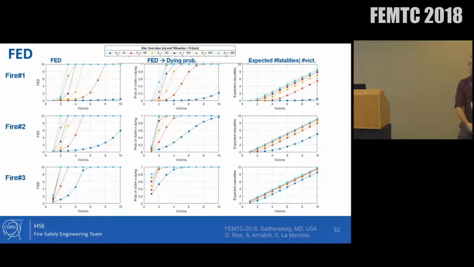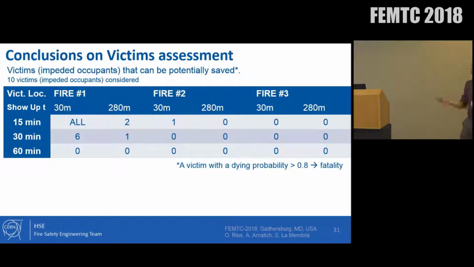So we can run those analyses for different positions of the victims, obviously, because I haven't said it, but you have to assume a position within the compartment. So we can run this for different positions, and we can run this for different show-up times, and we can compare which are the results. I won't flood you with graphs, but we can do all these analyses, and after processing them, we can account for this table. And this table I put in a positive way. So I said potentially saved people, so not casualties, but people that you could potentially save.